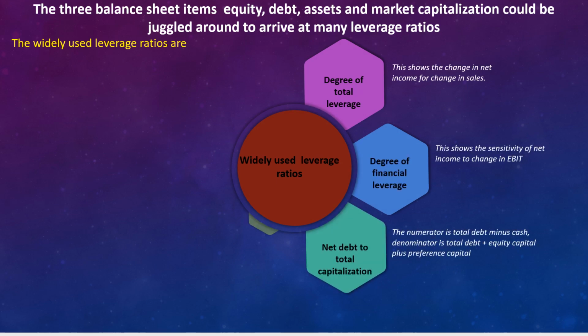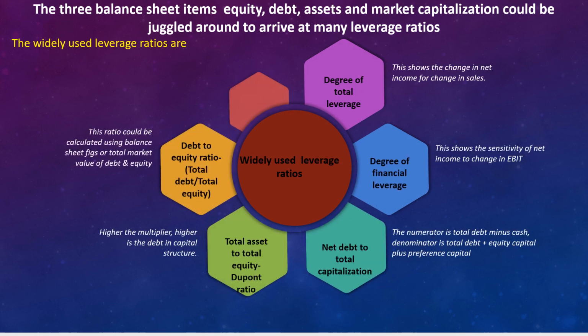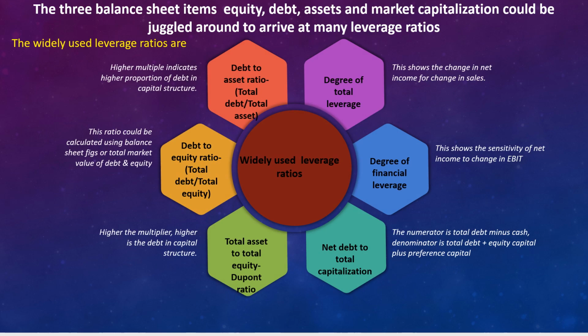Now, the three balance sheet items, debt, equity, assets, and market capitalization, could be juggled around to arrive at many leverage ratios. Now, debt to asset ratio, that is total debt divided by total asset. Higher multiple indicates higher proportion of debt in the capital structure. Debt to equity ratio, that is total debt by total equity. This ratio could be calculated using balance sheet figures or total market value of debt and equity.